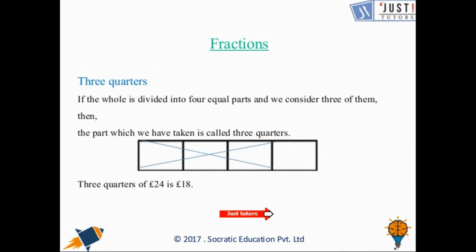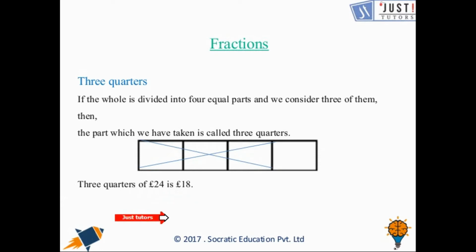Let's begin with 3/4. If we have divided any object or any shape into 4 equal parts, and we have 3 parts over there, that will be 3/4, which means 3 parts out of 4 are taken together to make 3/4. So we have an example over here, 24 pounds, and 3/4 of 24 pounds will be 18 pounds.